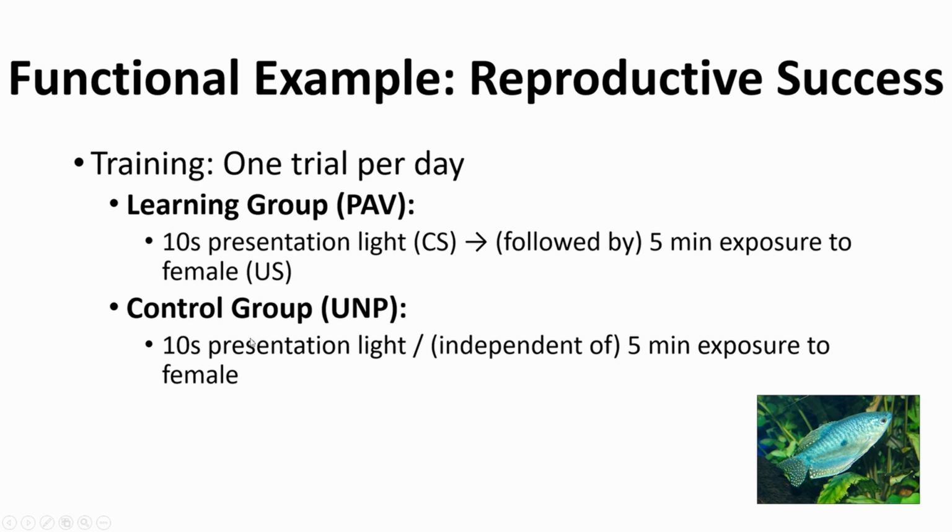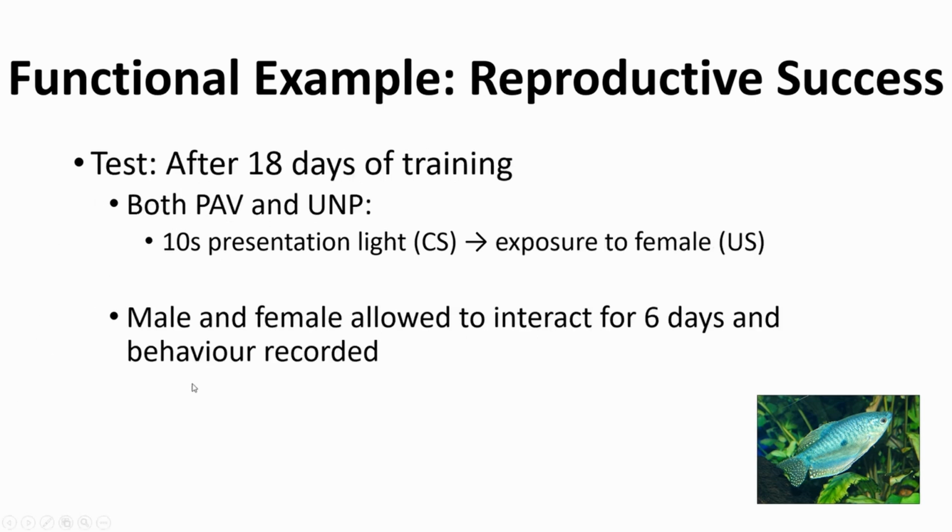So this isn't a conditioned stimulus and this isn't an unconditioned stimulus for the control group because there is no conditioning process where an association is formed. So randomly they got a presentation of light and randomly they were exposed to a female, but those two events weren't linked, which is different from our learning group.